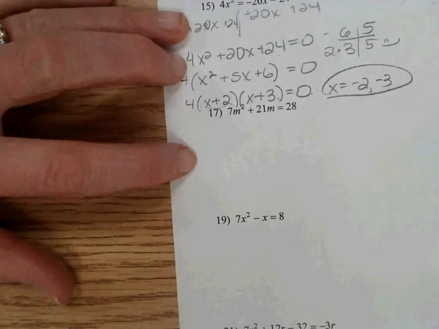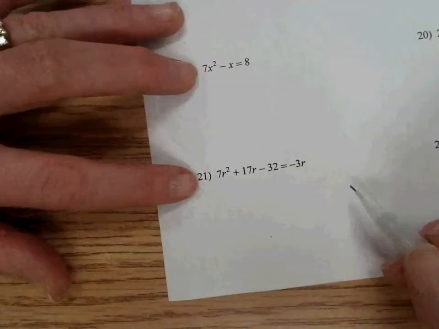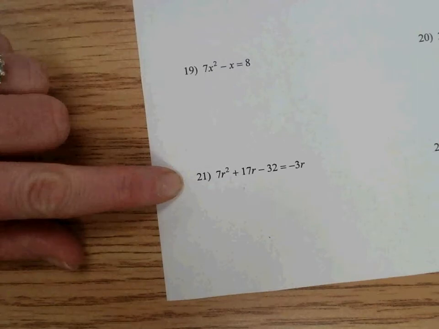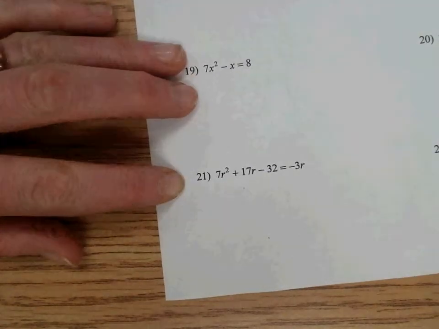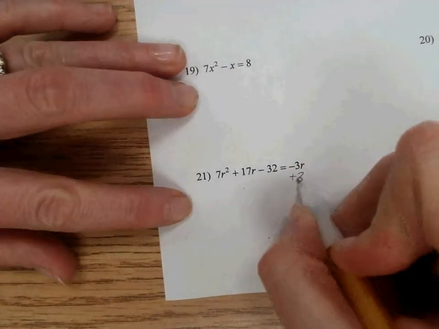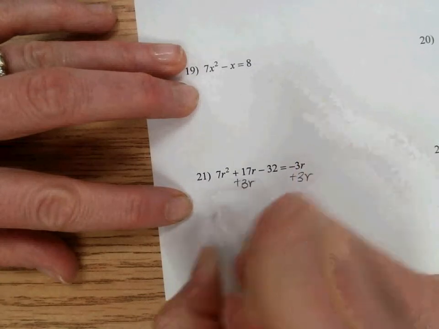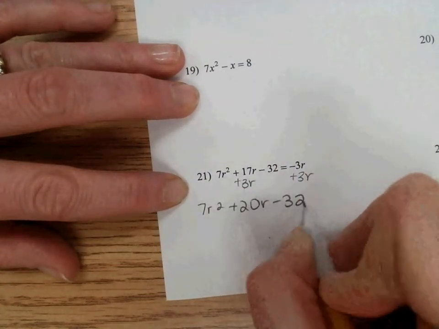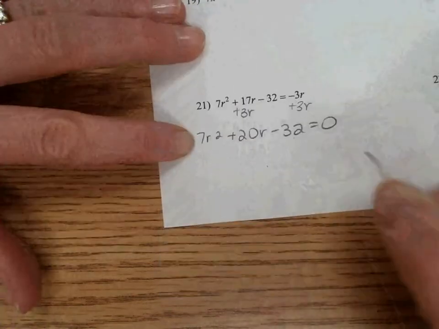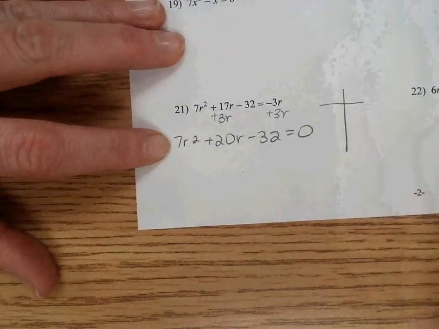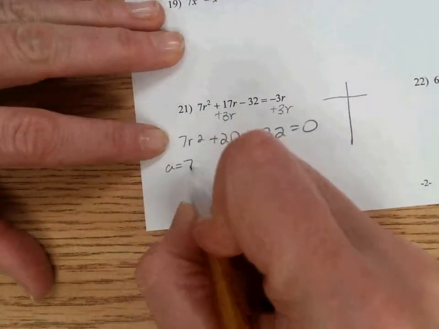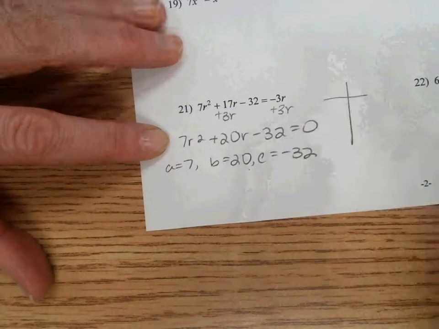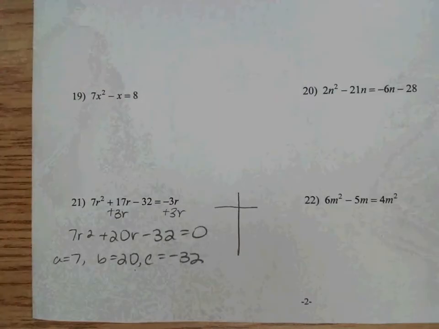Now let's see if we have any, number 21 here is where we get into, if we add 3r to both sides, 7r squared plus 20r minus 32 equals 0. Notice this is one of those split the middle cases. Since a is equal to 7, b equals 20, c equals negative 32, and I think you'll have a couple of these to practice.